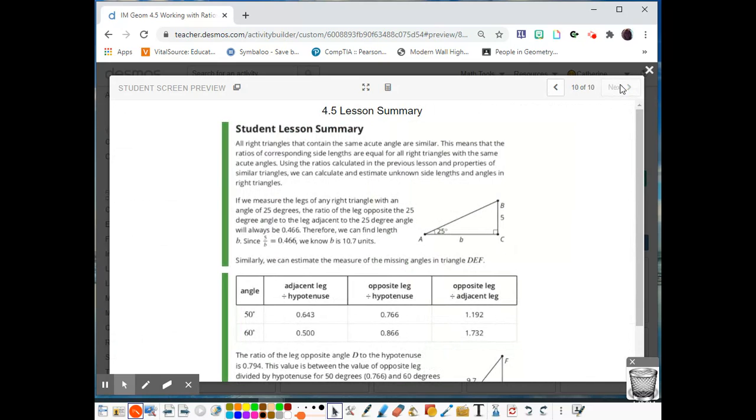Then finally, here's some information that you can put in your notebook. In fact, I urge you to get it in your notebook. This information will be helpful for you about right triangles, and we'll be talking about it in class.